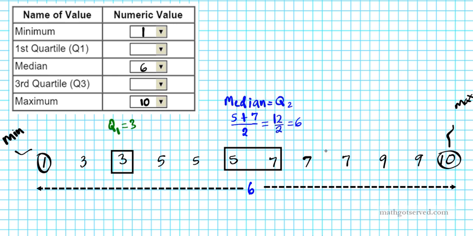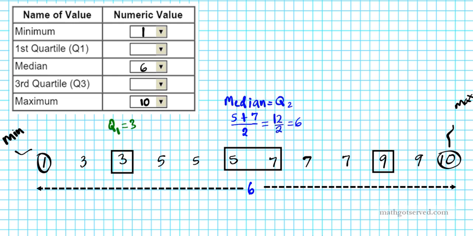Now let's take a look at the upper half of our data set. What's the median there going to be? The median of the upper half is our third quartile. Okay, so we have 1, 2, 3, 4, 5. So at the middle is going to be 9. Okay, let's plot that. So this is our third quartile, or the median of the upper half.